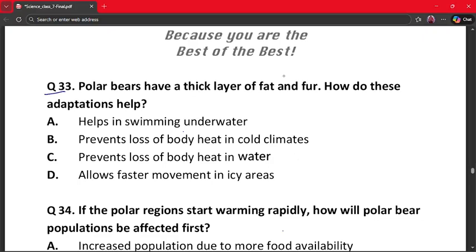Question number 33. Polar bears have a thick layer of fat and fur. How do these adaptations help? A. Helps in swimming underwater. B. Prevents loss of body heat in cold climates. C. Prevents loss of heat in water. D. Allows faster movement in icy areas. The correct answer is option B, because thick fur and fat reduces heat loss. They help polar bears survive the extreme cold. This is an adaptation to cold climate. So option B is the correct answer.